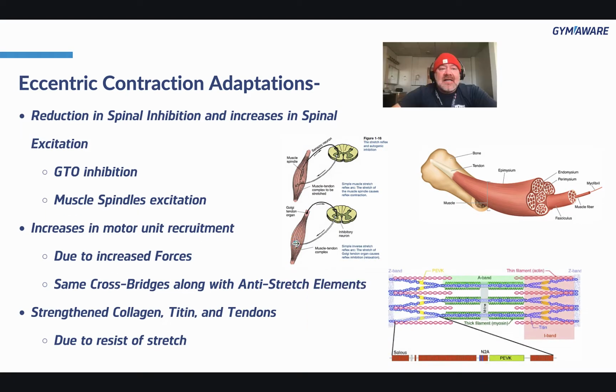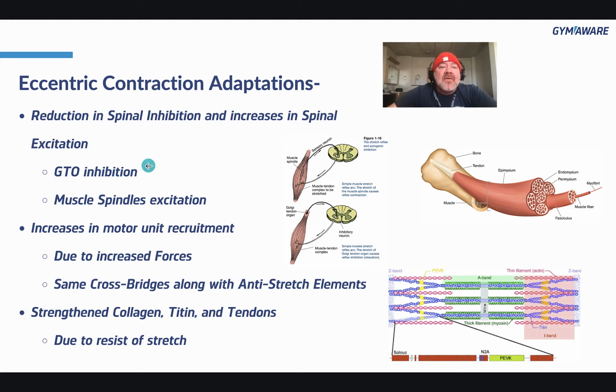Here are some of the adaptations that might happen from eccentric contractions. There's going to be a reduction in spinal inhibition and increases in spinal excitation. Let me explain it a little bit. It's like the muscle spindles are going to create more and more of a passive force production. So they're going to do the work for you, and they're going to get better at it.